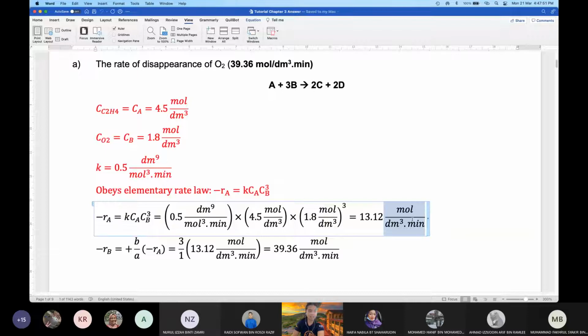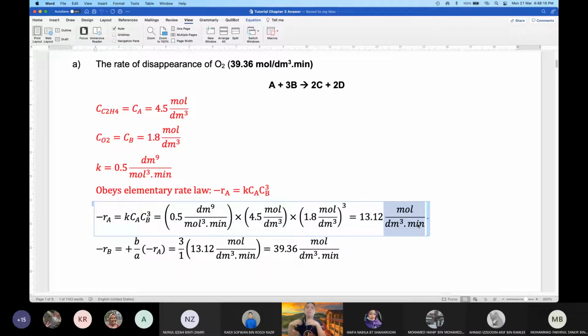In our case here, you can see the unit is mole per dm cube minute. Okay, so you know right, mole per dm cube tu concentration, dimension dia adalah concentration. So kamu kena tahu beza tau, unit dengan dimension. Mole per dm cube tu adalah unit. Tapi dimension untuk mole per dm cube adalah concentration. Okay, same like minute. Minute is a unit. The dimension of minute is time.